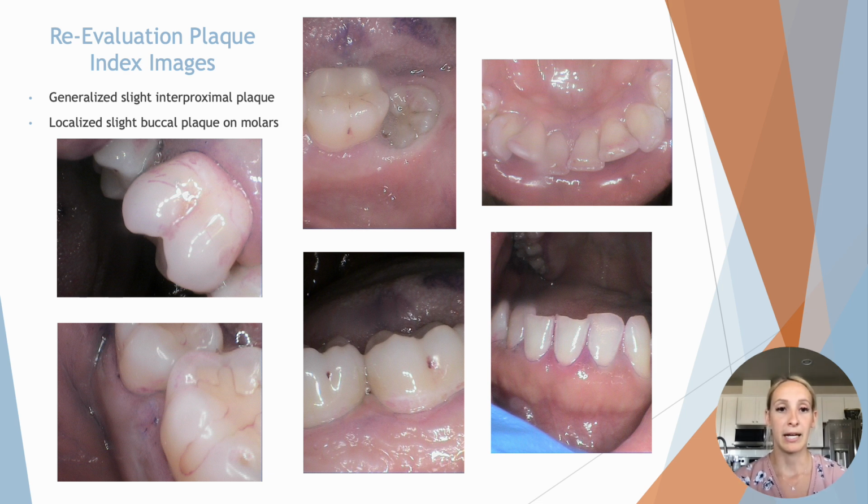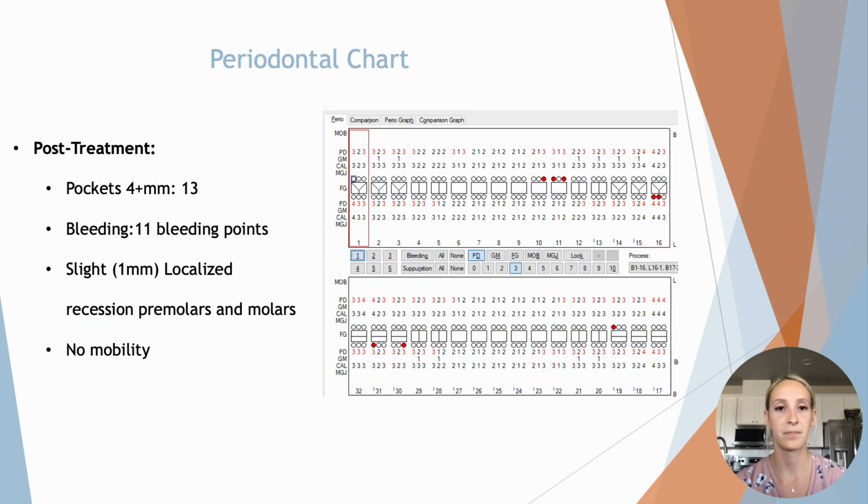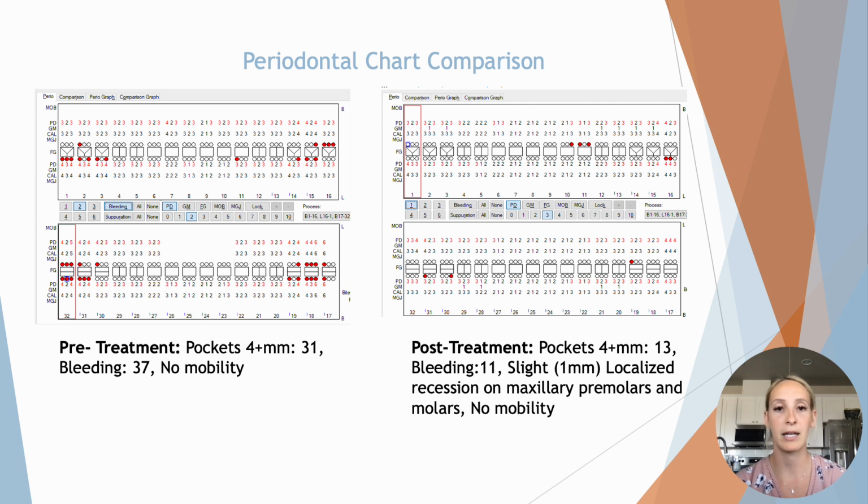The reevaluation plaque index: generalized slight interproximal plaque with localized slight buccal plaque on the molars. The periodontal chart, pockets 4 millimeters or greater, there were 13. There were 11 bleeding points with some localized 1 millimeter recession on the molars and premolars, and then no mobility. Here is comparing the periodontal charts, and we just see that there were several pockets that no longer were 4 millimeters or greater, and a lot less bleeding as well.